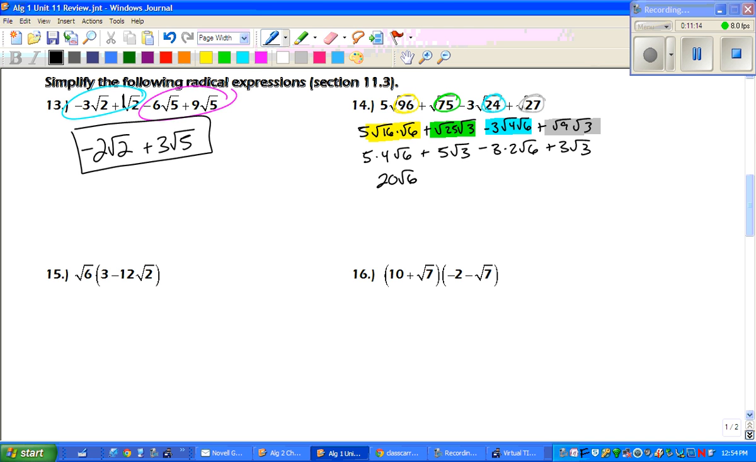Right, and now we need to finish it off. 20 root 6 plus 5 root 3 minus 6 root 6 plus 3 root 3. Okay, I'm looking for my like terms, and now it's just like problem 13. Okay, so 20 minus 6 is 14. Let's actually make that look nice. So 14 root 6, and then 5 plus 3 is 8 root 3.